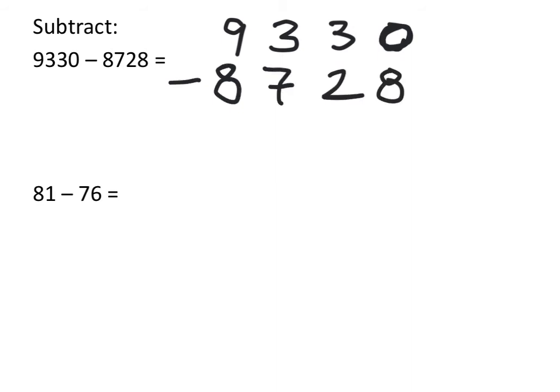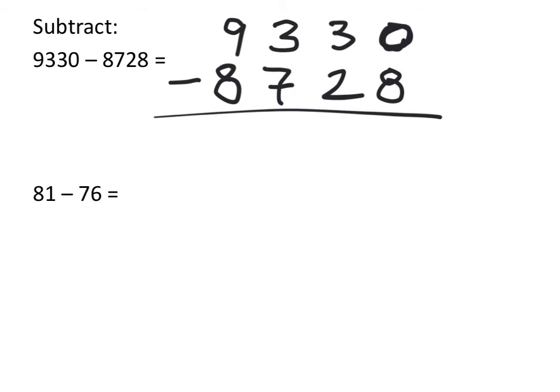8,728. So again, just identifying each of the place values. They're all lined up. So 8 in the thousands, 7 in the hundreds, 2 in the tens, 8 in the ones, and 9,330, 9 in the thousands, 3 in the hundreds, 3 in the tens as well, but 0 in the ones. So yeah, this creates another unique scenario with subtracting with zeros, right? It's not that we're borrowing from the 0. It's that we're borrowing with the 0, okay?